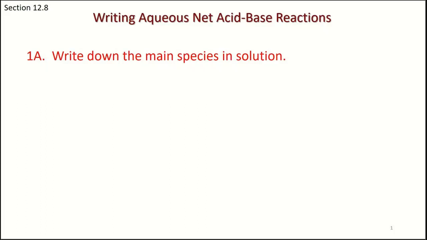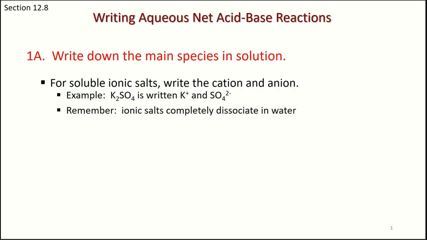Now that we have an introduction to acids and bases, we will learn the steps involved in writing the aqueous net acid-base reaction. First, you need to write down the main species that are present in solution. For soluble ionic salts, that means writing the cation and the anion. For example, if we have potassium sulfate, this would be written as potassium ions and sulfate anions present in solution.